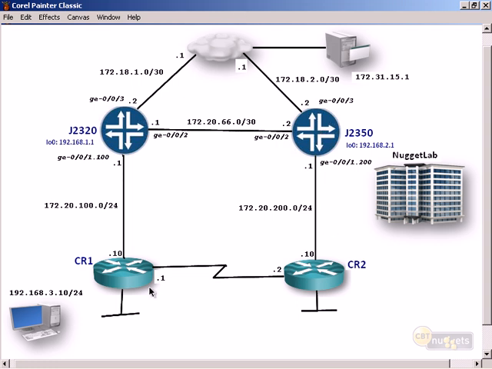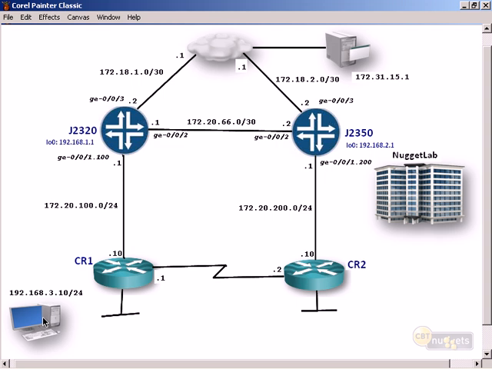I just remembered one thing I want to show you before I leave here. Down here, this is my management station. This is the station that I'm on right now recording this nugget. It's also my network management station. It's at 192.168.3.10/24. So it's on the 3.0 network.